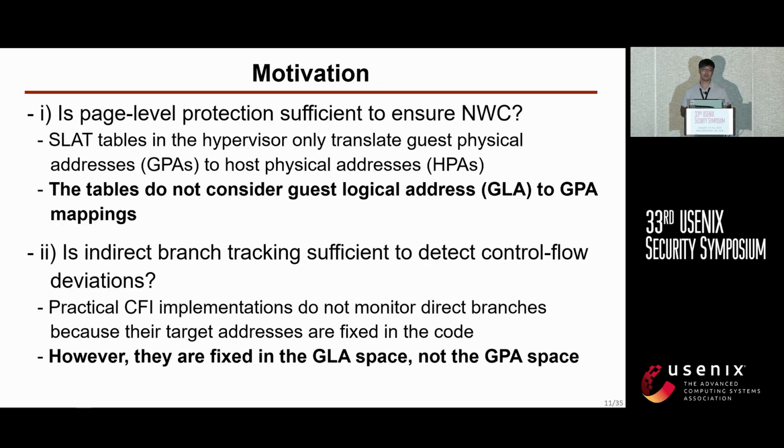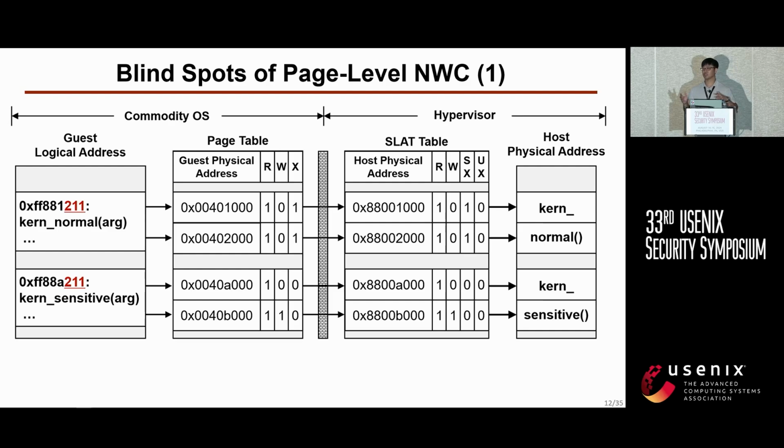While developing a threat model, we had two questions about the protection mechanisms. One was, is page-level protection enough to ensure non-writable code? Because SLAT tables only ensure guest physical address to host physical address translations. The other was, is indirect branch tracking enough to detect control flow deviations? Although the address of the direct branch target is fixed in the code, it applies only to the logical address space. Because of these two questions, we finally identified blind spots that can subvert the CFI-enforced system we assumed before.